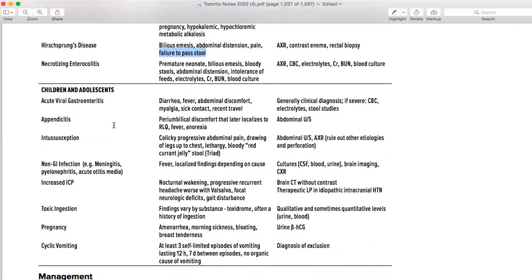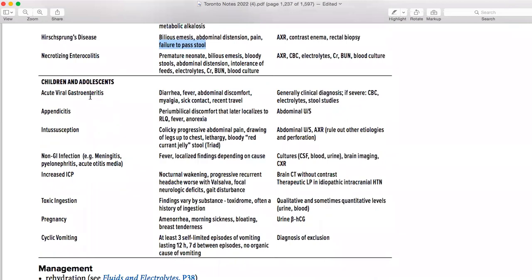Then come the children and the adolescents. It can present with gastroenteritis, appendicitis, non-GI infection, increased ICP. So this is basically in the children and adolescents. Then in viral gastroenteritis, all the presentation is written. You can read it from here. Very nicely written here, intussusception.